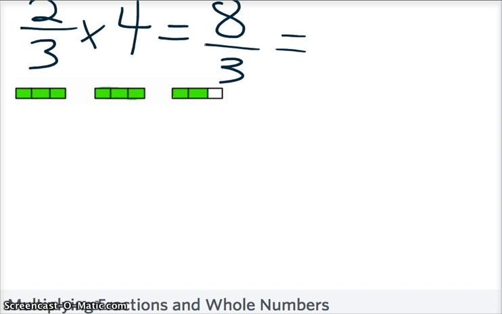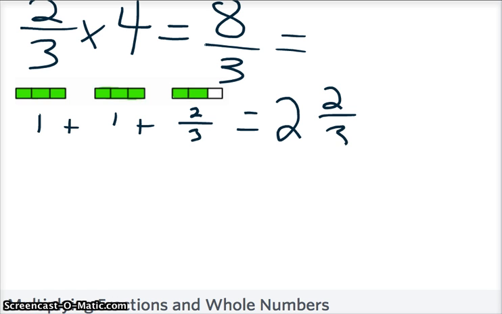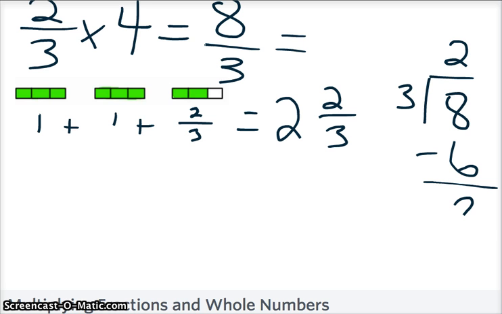If you group those together, I would have 1 whole, another whole, and then on the last one, there's 2 out of 3 pieces. So I have 2 and 2/3. Remember, you could also take your numerator divided by your denominator. 8 divided by 3: 3 can go into 8 two times, which is 6. 8 minus 6 is 2, so it's 2, and then the leftover goes on top of the denominator, so 2 and 2/3. All right?